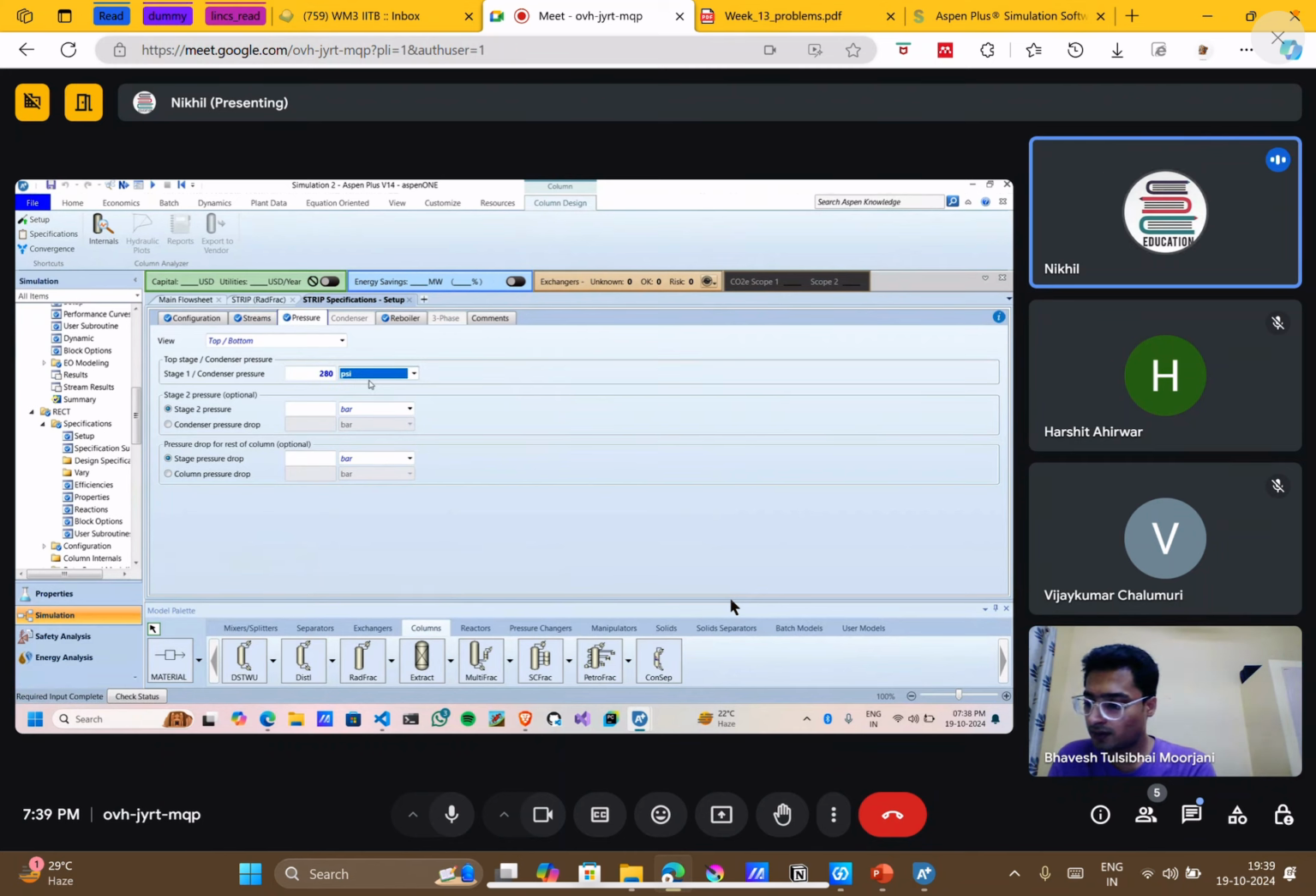Absolute. Okay, and with a stage pressure drop of 0.5. So stage pressure drop is given as 0.5. No, not the condenser. Stage pressure drop 0.5 psi. Yeah, I think all the inputs are complete. Run the simulation.